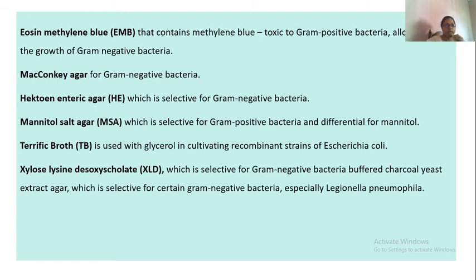So, like the example I gave you, Salmonella Shigella agar will show only the colonies of Salmonella and Shigella, if at all they are present in the stool, and nothing else will grow on it. If you inoculate the same sample on a non-selective medium, you will see so many different types of colonies appear. But the same sample on the same day, if you inoculate on a selective medium, only Salmonella or Shigella, if present, will grow. Otherwise, there will be no growth. The plate will have no colonies on it at all.